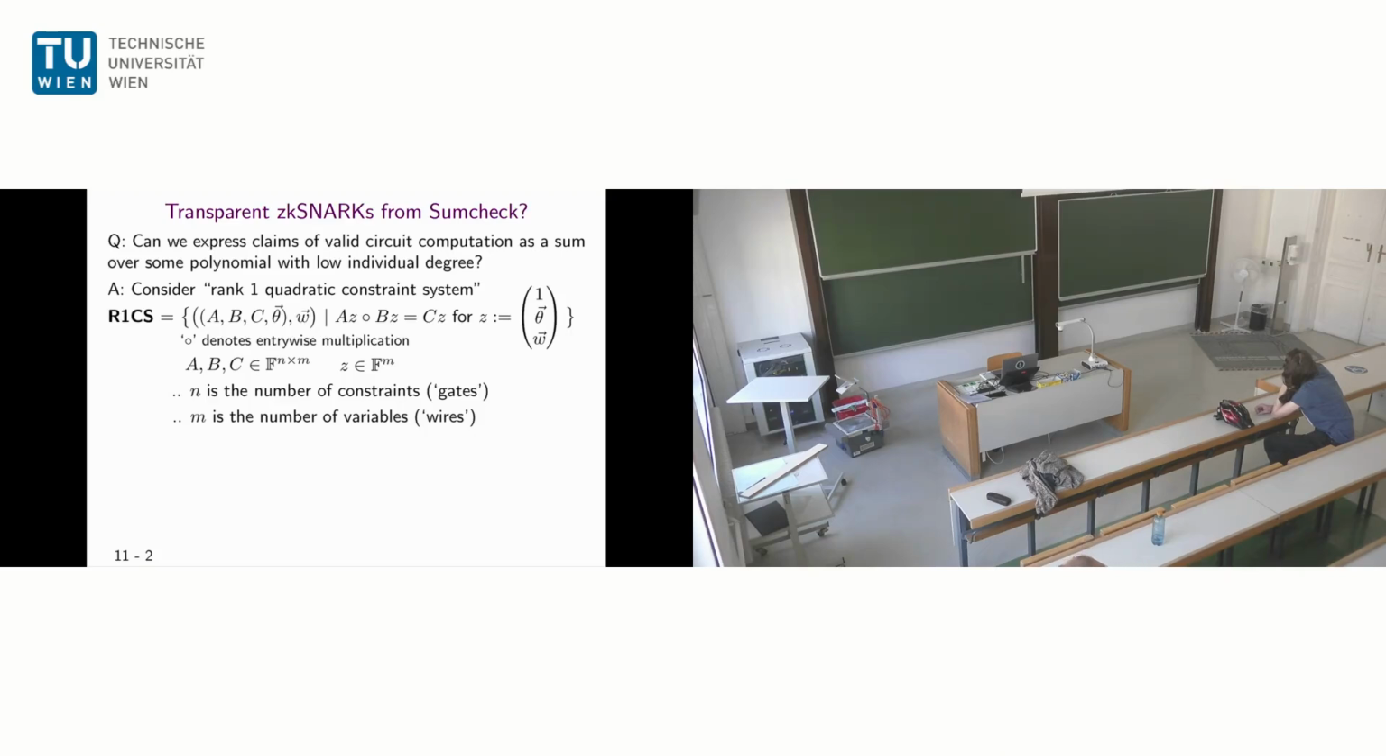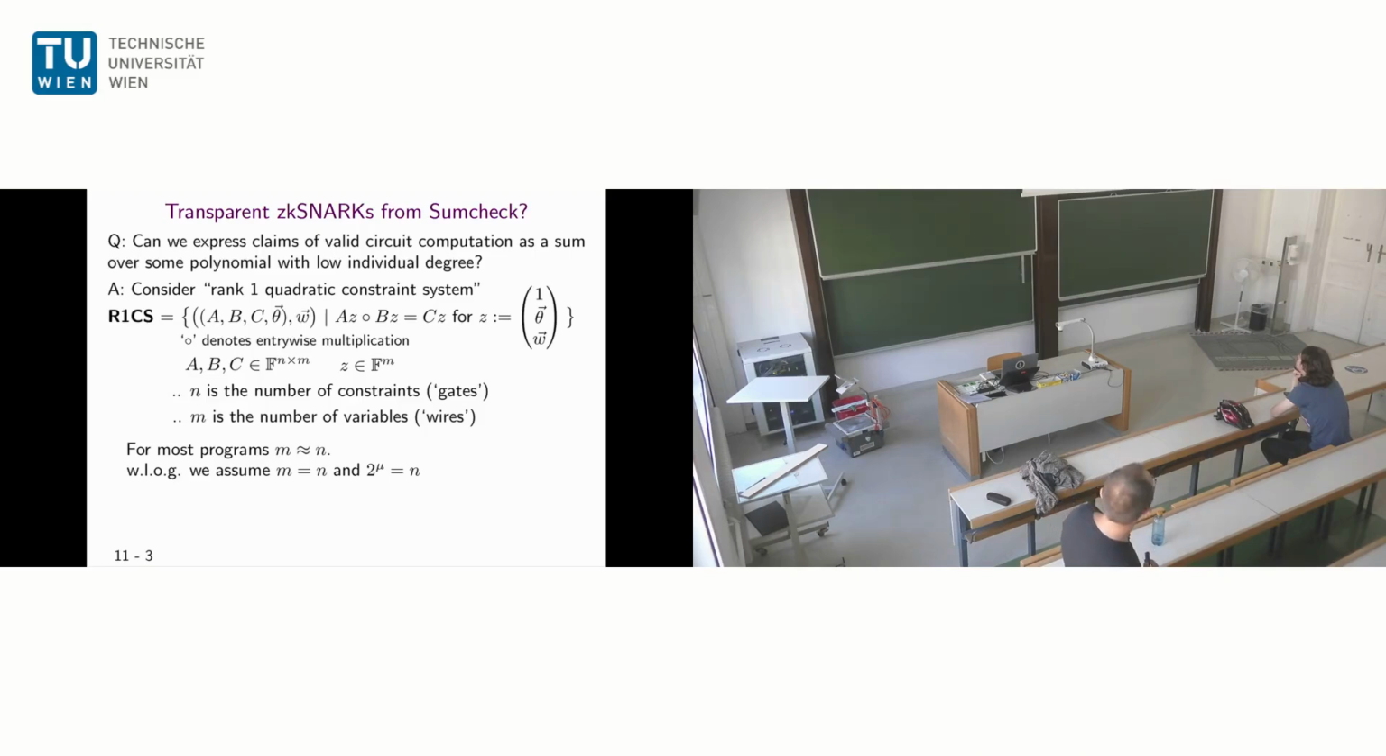This is the entry-wise multiplication. And you can refer to n as the number of, technically, the number of constraints or equations, but sometimes people call this gates. And m is the number of variables, which some people call wires. In practice, you're always going to end up in a situation where m is kind of like n. It's very interesting research. It's not that obvious, but usually.